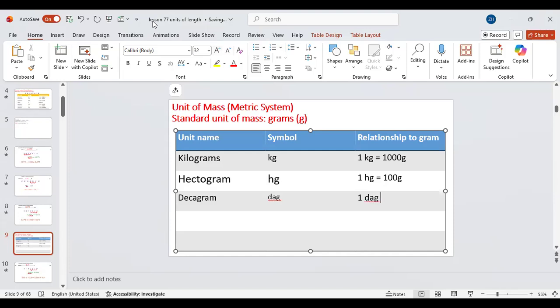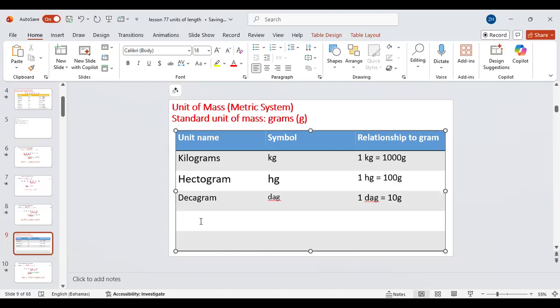Does it necessarily have to be a lowercase letter? For our units, yes. It has to be lowercase. Sometimes I have a hard time writing K in lowercase, because it's almost the same, so I just have to try and make it a little smaller. So one DAG is equal to how many grams? 10 grams. Y'all are pretty good.